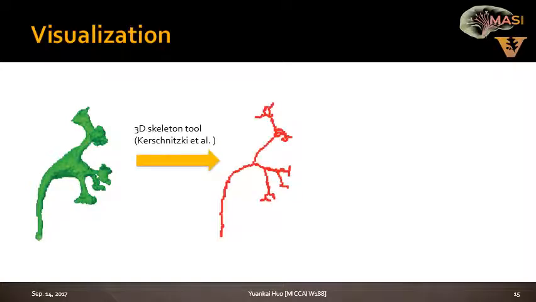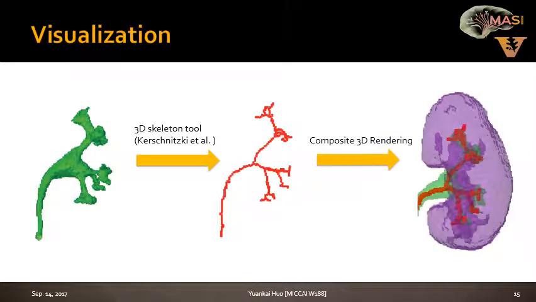Moreover, using the 3D skeleton tool developed by Kensnitsky, we can get the skeleton of this 3D volume, which can tell us the center paths in the 3D volume. And finally, we can render the skeleton, the 3D volume of the pelvis, and the kidney together to have our 3D visualization of both kidney and urine collecting system.